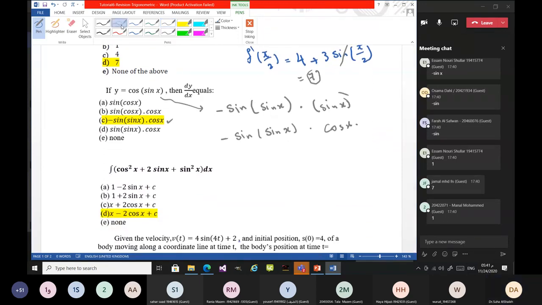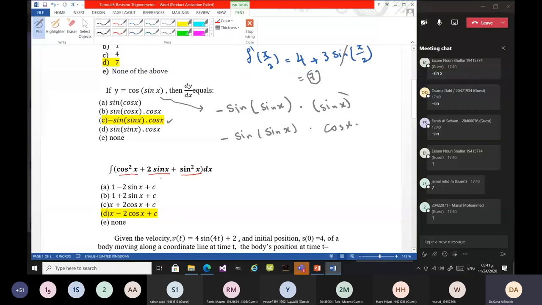Integration now. I want you to find the integration of cosine squared x, sine x and sine squared x. There is a small trick here. Who can notice it? I don't have the integration of cosine squared, right? I don't know what the integration of cosine squared is.